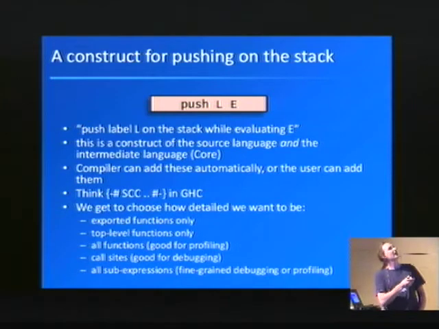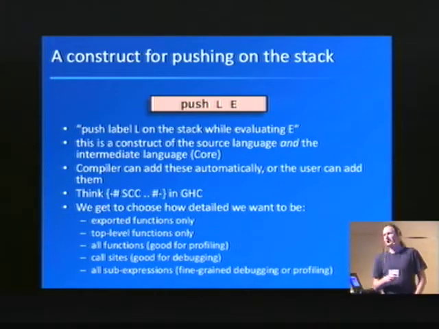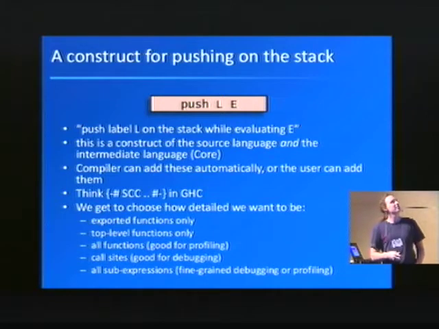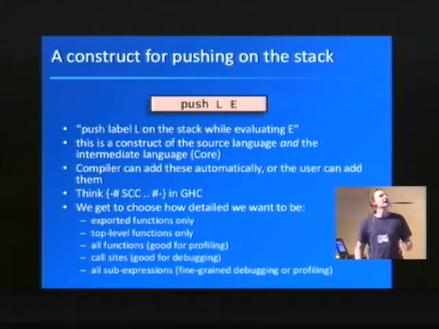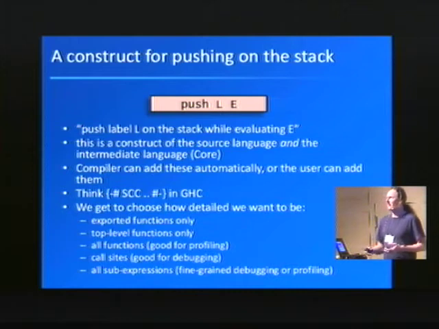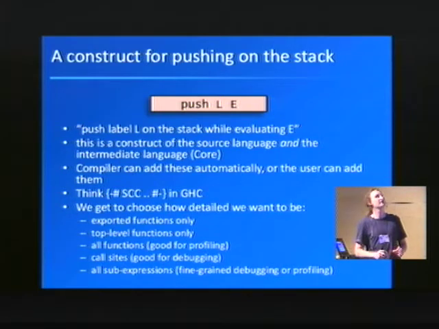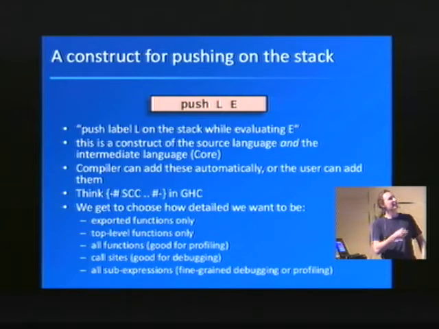So push takes a label and an expression. And the intuitive meaning of push is that it just pushes the label L on the code stack while evaluating E. Okay, and the precise semantics we'll talk about in a minute. It's a construct of the source language, so you can imagine writing this in the program. In fact, GHC has something very like this that we've called the Pragma SCC. So SCC gets translated internally into push inside GHC.